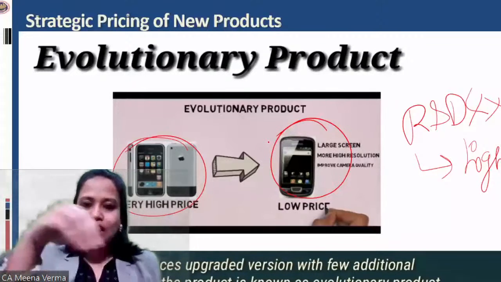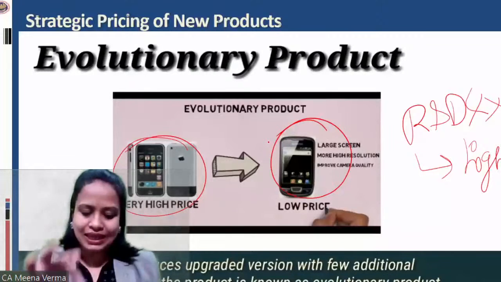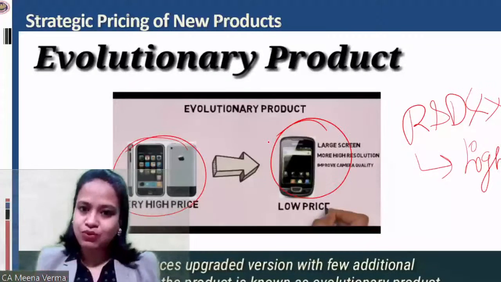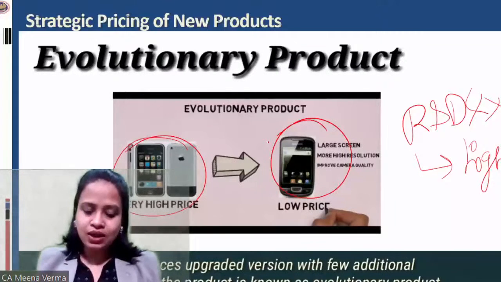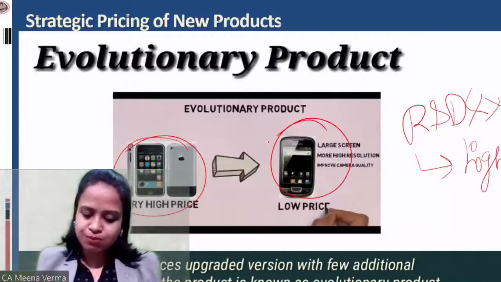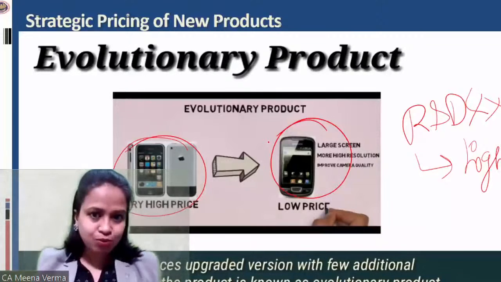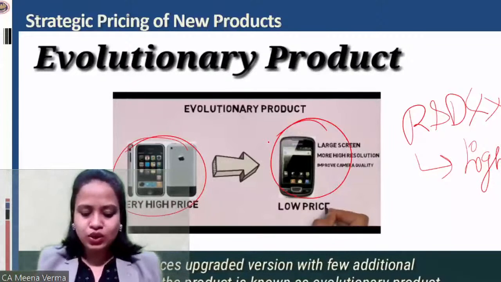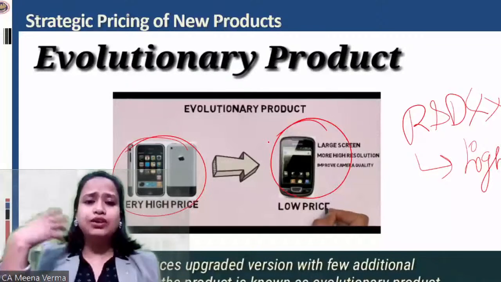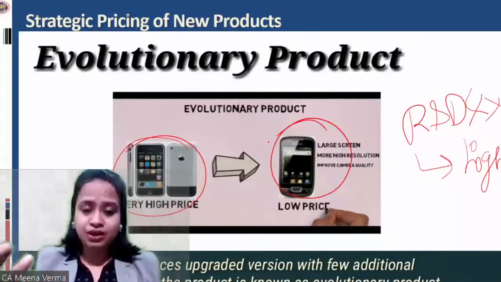Means they open every component of the phone. They check every process of manufacturing this phone, and they see the place where they have patented the process. Where the iPhone has patented the process, they introduce their own process, and where they have not patented the process, they copied them. In this way they introduce an evolutionary product in the market.